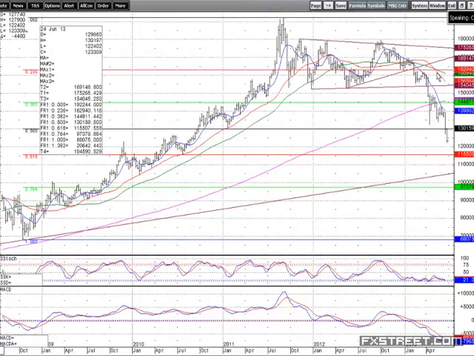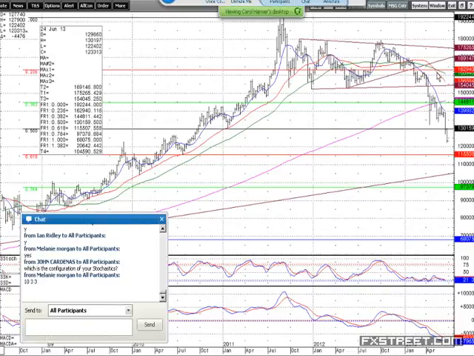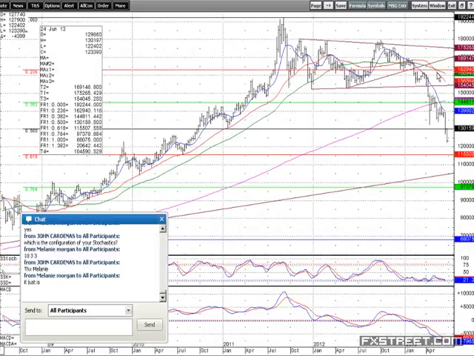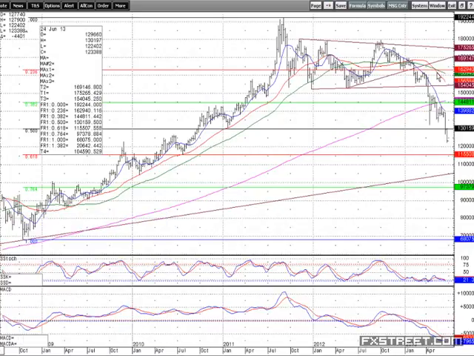What makes me think a stochastic is a leading indicator? I don't know. I've known it has been for so long. I can't think why. It just is. You know, that's the way it is.